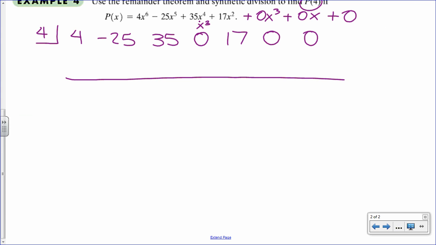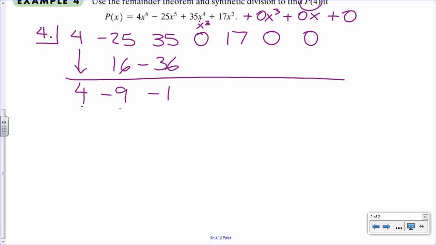So let's do this together quickly. We drop the first term, then we multiply. 4 times 4 is 16. -25 plus 16 is -9. 4 times -9 is -36. 35 minus 36 is -1.